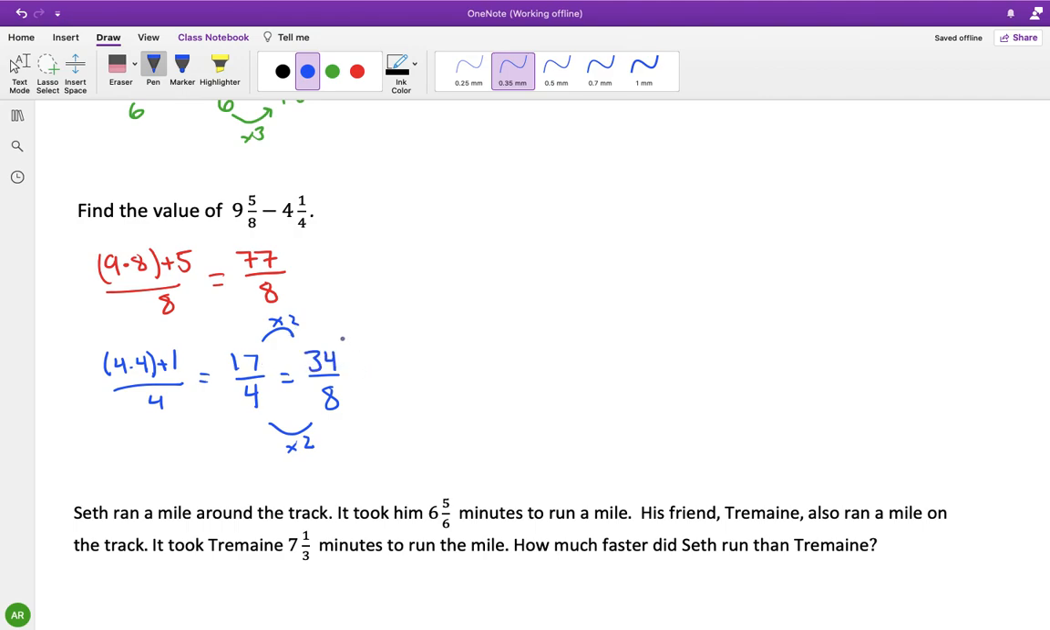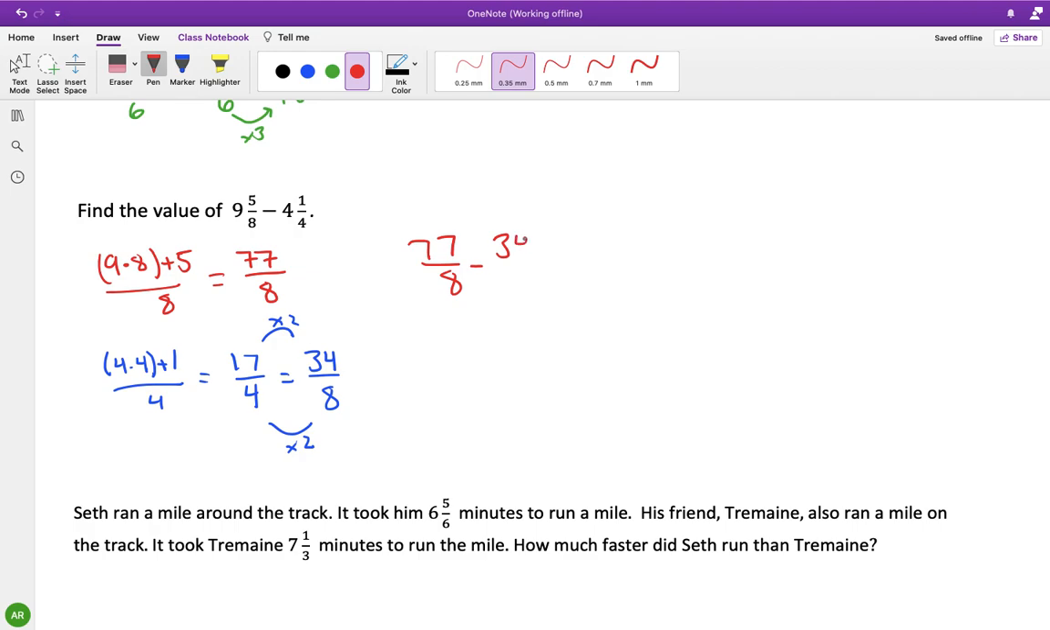Remember, you guys, it's okay if you use calculators right now. I'd like you guys to do this in your head or using a pen and paper. But at this point, since we're not working with decimals, I'm okay if you're using calculators to do some of these calculations. It's perfectly fine. All right, 77 eighths minus 34 eighths is now the new expression we're going to simplify.